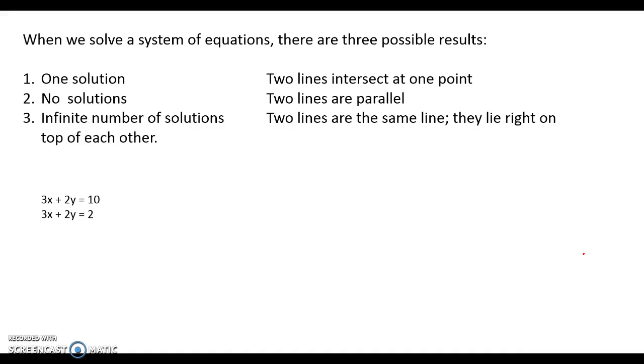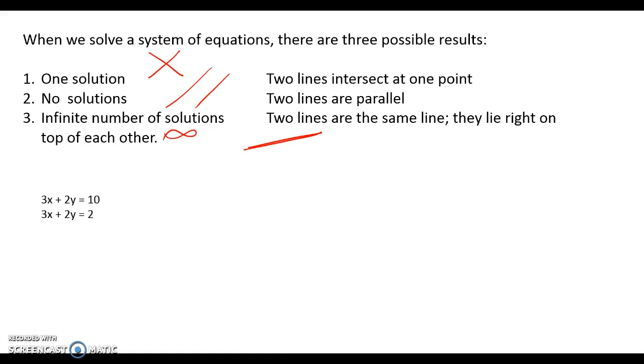Okay. When we solve a system of equations, there are three possible results, and we drew these on the board. We said there's one solution if the lines intersect at one point. There are no solutions if the lines are parallel. And there are an infinite number of solutions if the lines are exactly the same line.